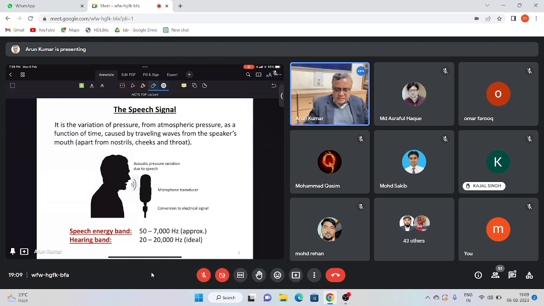Now, most of the speech signal energy is concentrated in the band of 50 hertz to 7,000 hertz. And the human hearing band ideally is from 20 hertz to 20 kilohertz, although practically it is more from 50 hertz to about 17 or 18 kilohertz. And the bandwidth decreases with age.